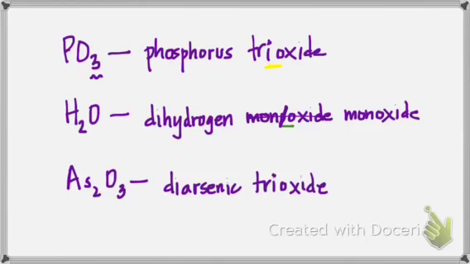So those are your types of naming systems: your binary, your polyatomic, your stock system, and then your molecular system.